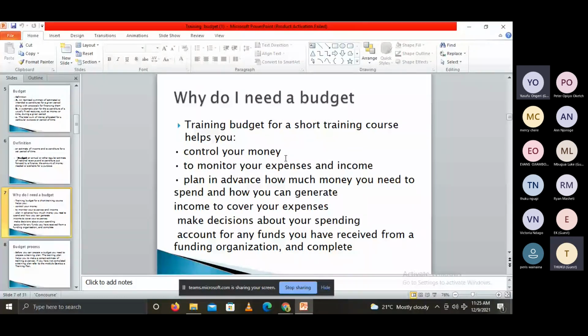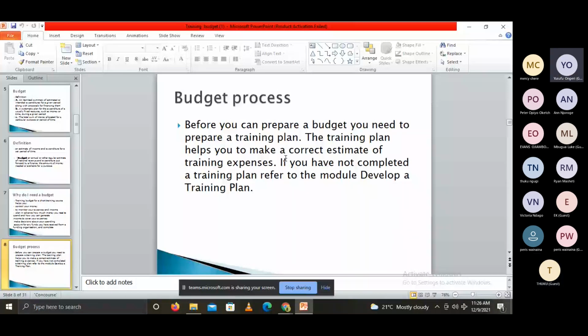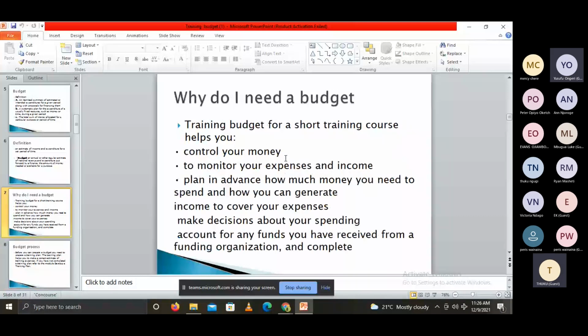So it also helps you to monitor your expenses and income. A budget is a plan in advance of how much money you need to spend and how you can generate income to cover those expenses. So it helps you make decisions about your spending, and account for any funds you have received from a funding organization.